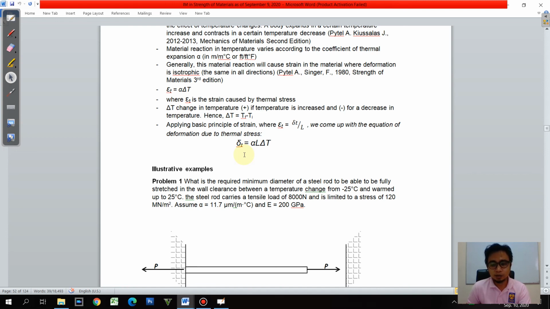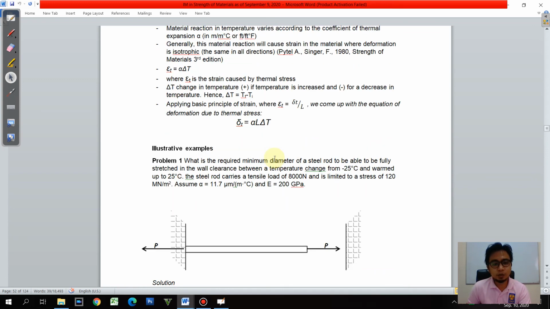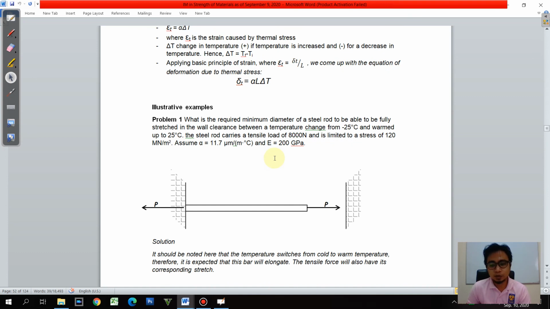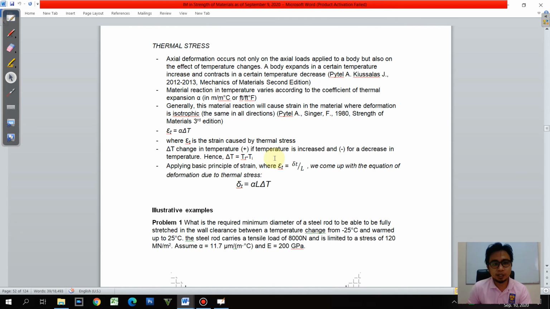On our next meeting, we will go over examples on this thermal stress. As for your assignment, you should go over these problems in advance and also practice the problems on statically indeterminate members that we discussed a while ago.